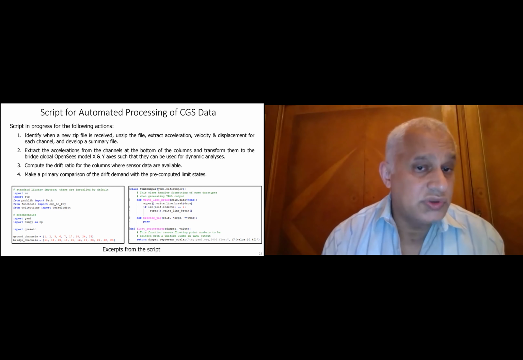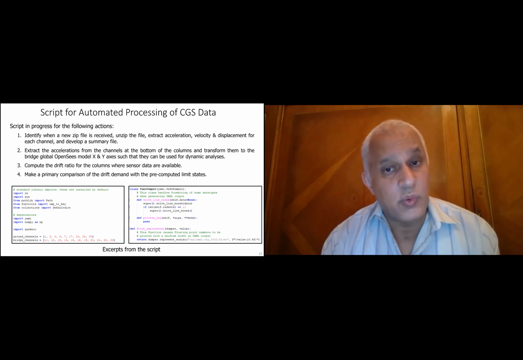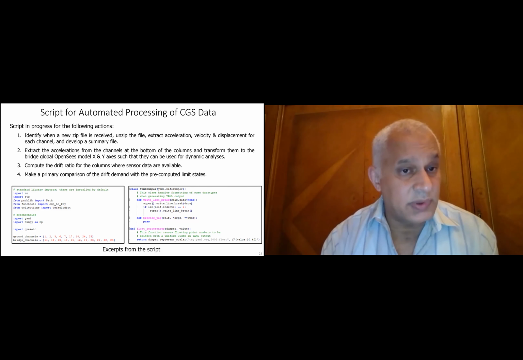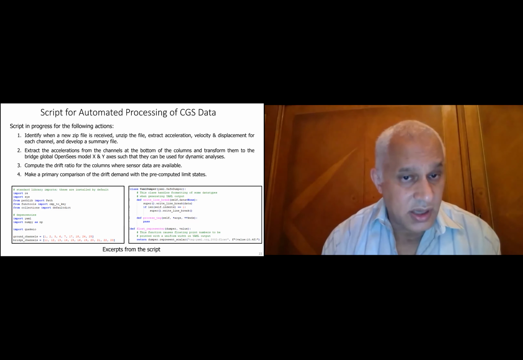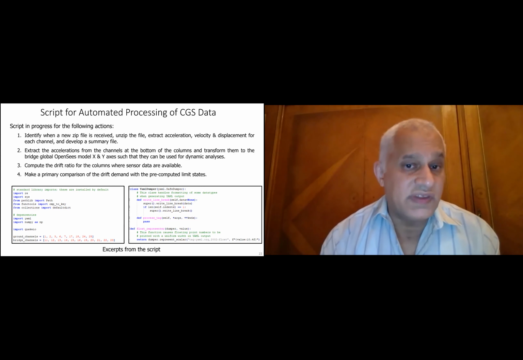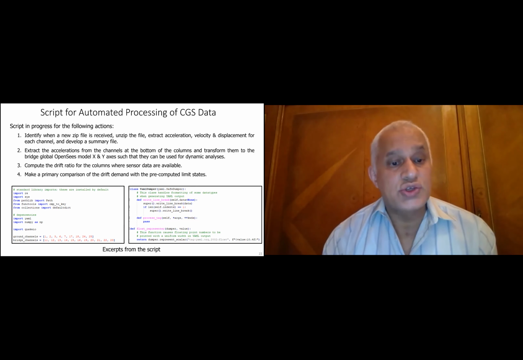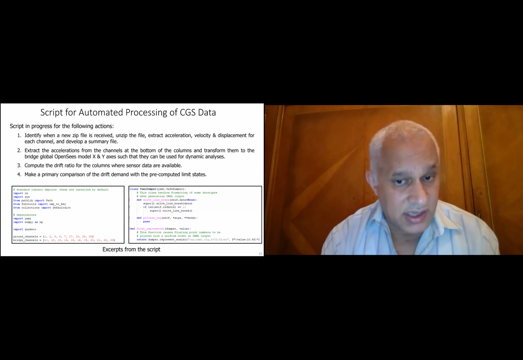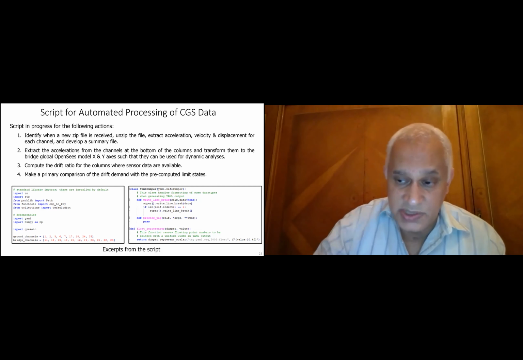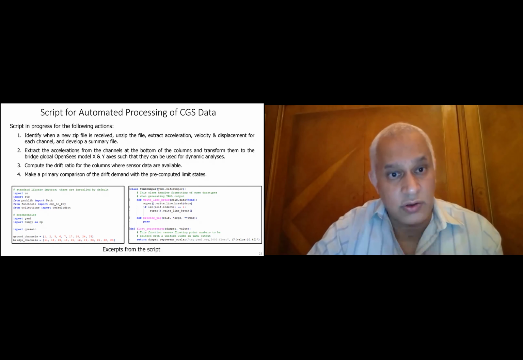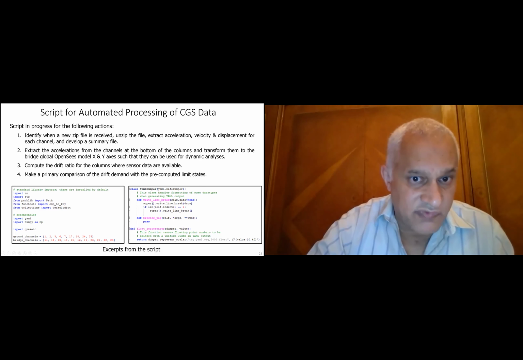Then we can compute the drift ratio of the columns where sensor data are available, and then we can make a primary comparison of the drift demands and the pre-computed limit states. So this will be part of the decision-making platform. So this script is being finalized now in conjunction with the data stream from CGS. And with that, I will stop.